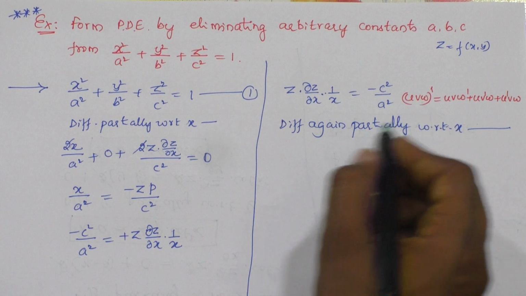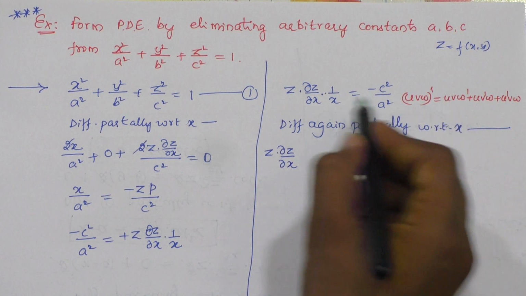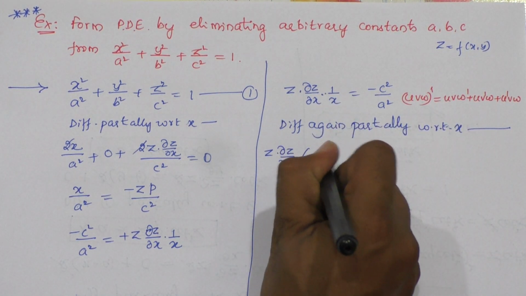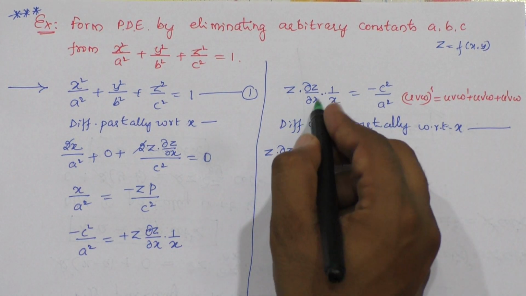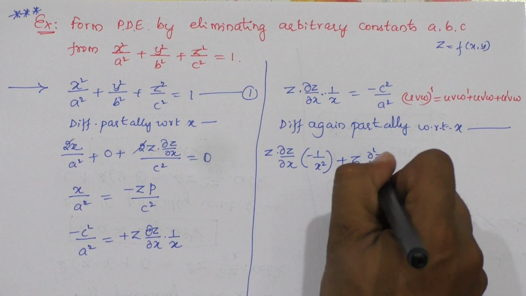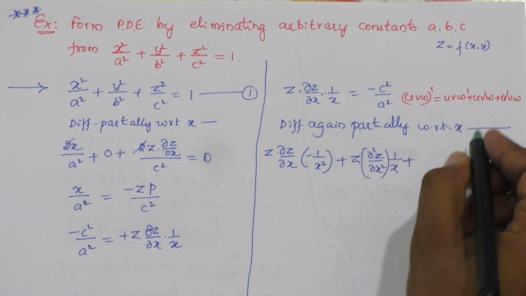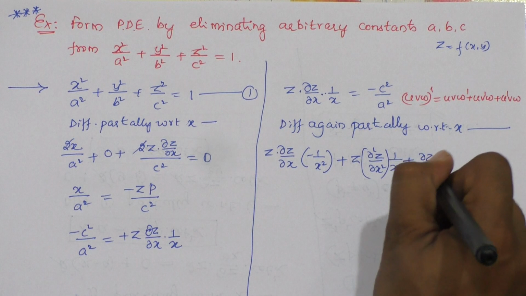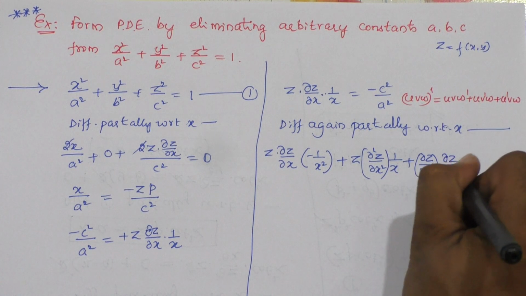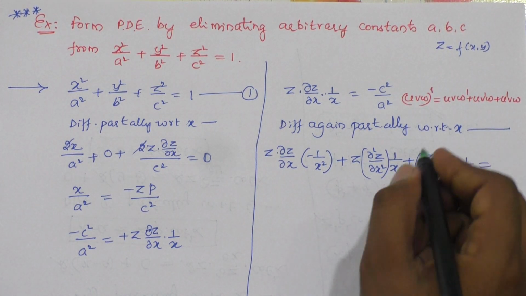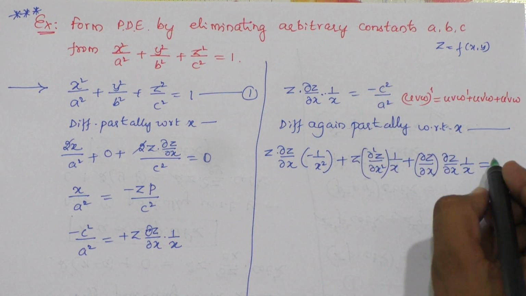So the derivative of this UVW is U into V, that is z, dou z by dou x, into W', the derivative of 1 by x, which is minus 1 by x square, plus U z into V', the differentiation of dou z by dou x, which is dou square z by dou x square, into 1 by x, plus U' z differentiation, dou z by dou x, into VW, where V is dou z by dou x into 1 by x, that is equal to, so minus c square by a square is a constant, and its derivative will be 0.